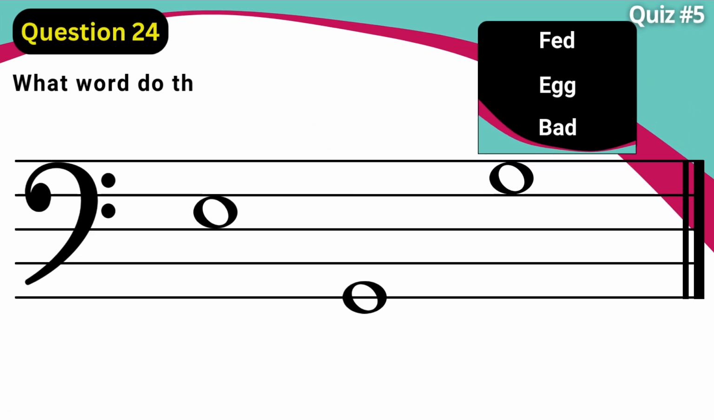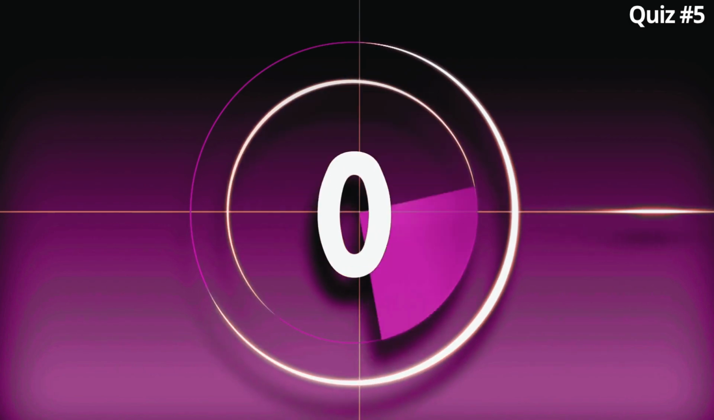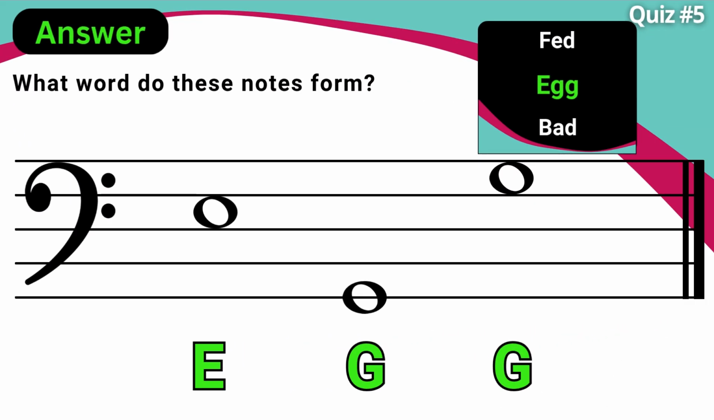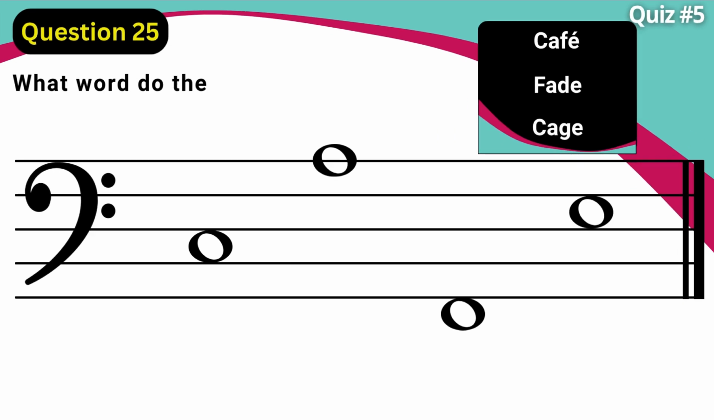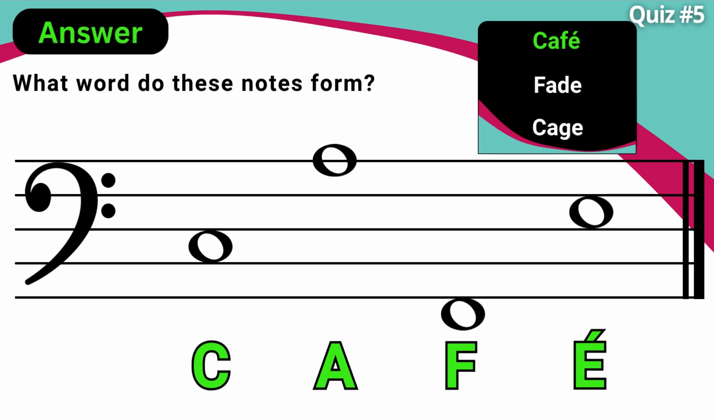Question 24. What word do these notes form? Fed, egg, or bad? And the answer is egg. Question 25. What word do these notes form? Cafe, fade, or cage? And the answer is cafe.